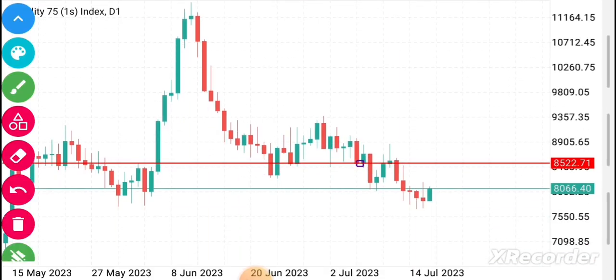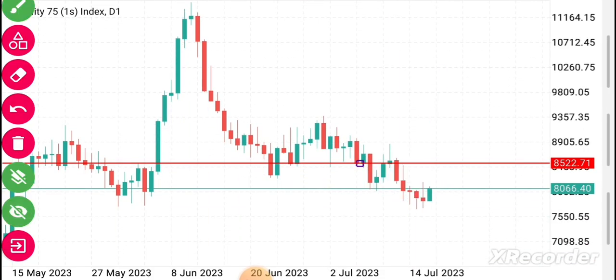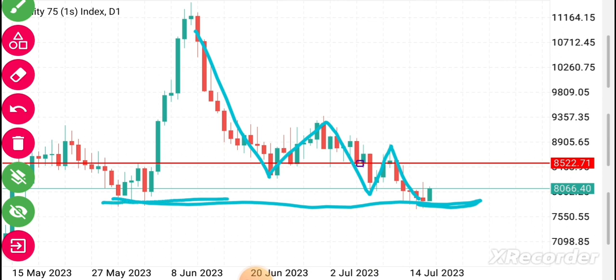In the daily time frame, we can see that the market has been making lower lows, lower highs, lower lows, lower highs. Now it's around here, to test this key level. Are you getting the point? There are minor key levels and major key levels. So this is a major key level.